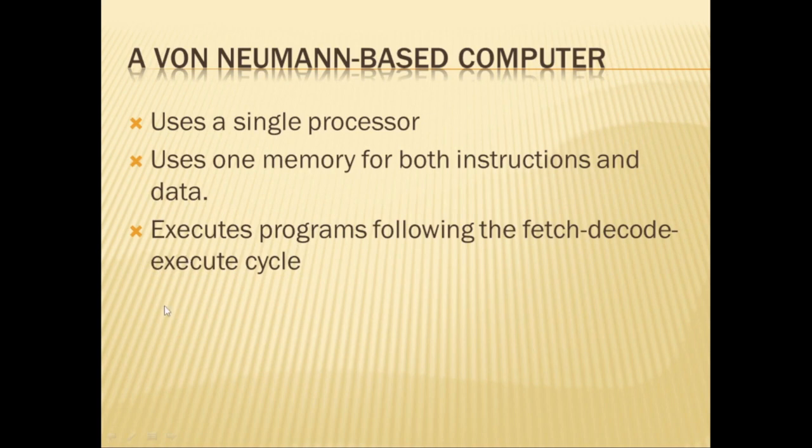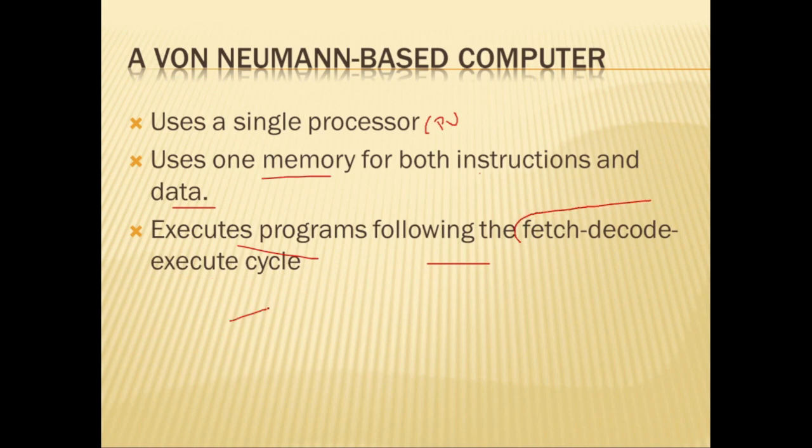A Von-Neumann based computer has a single processor. The processor is nothing but the CPU, and it uses one memory for both instruction as well as data, and it executes the program following the fetch, decode and execute cycle. What is the fetch, decode and execute cycle?